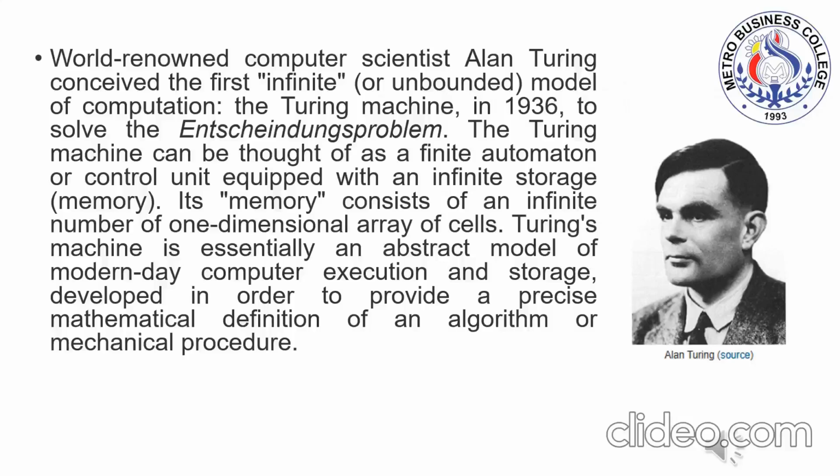World-renowned computer scientist Alan Turing conceived the first infinite, or unbounded, model of computation, the Turing machine, in 1936, to solve the Entscheidungsproblem. The Turing machine can be thought of as a finite automaton or control unit equipped with an infinite storage, memory. Its memory consists of an infinite one-dimensional array of cells. Turing's machine is essentially an abstract model of modern-day computer execution and storage, developed in order to provide a precise mathematical definition of an algorithm or mechanical procedure.